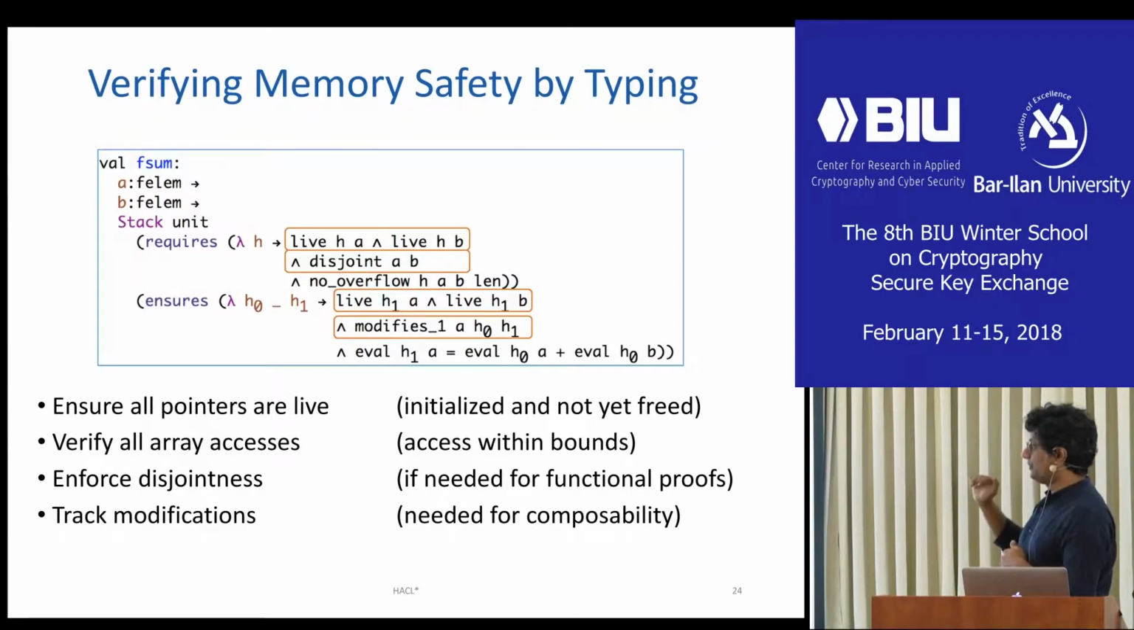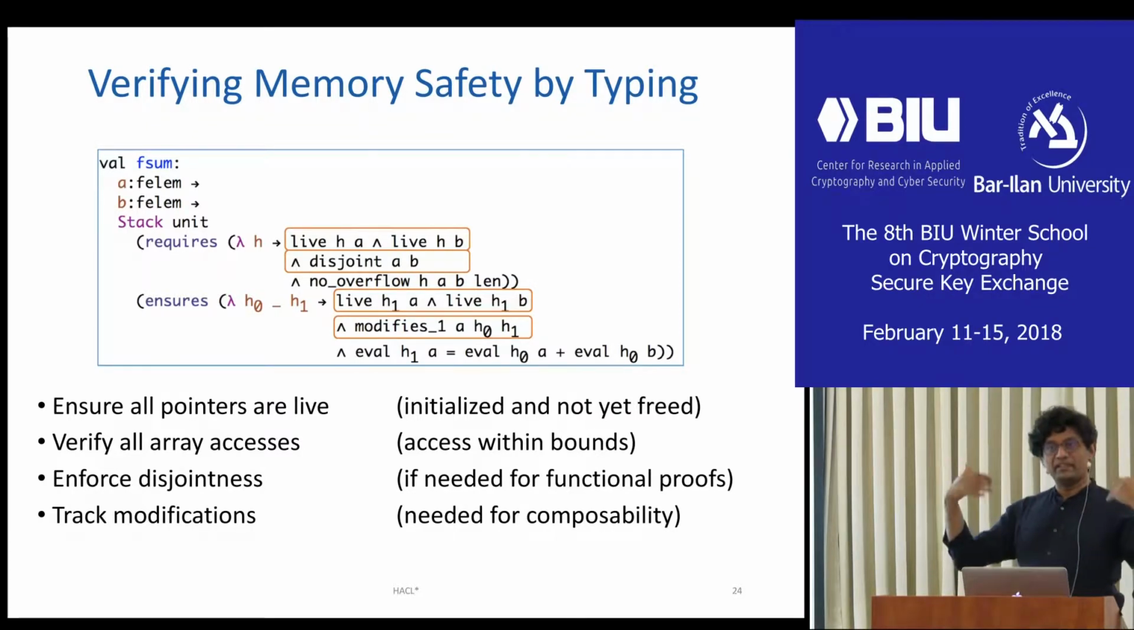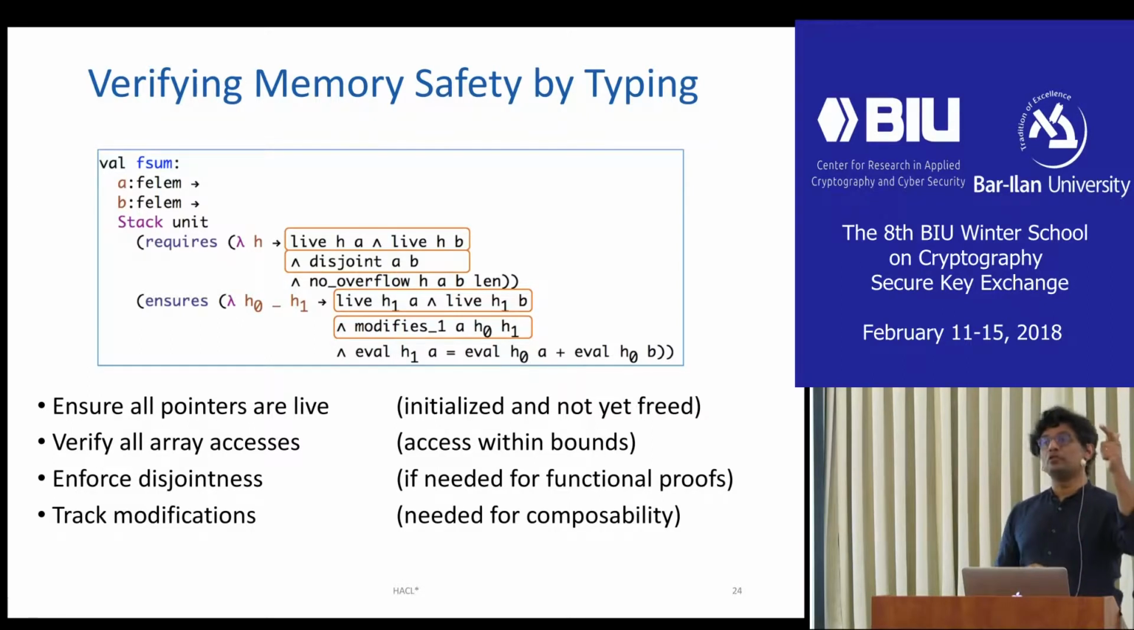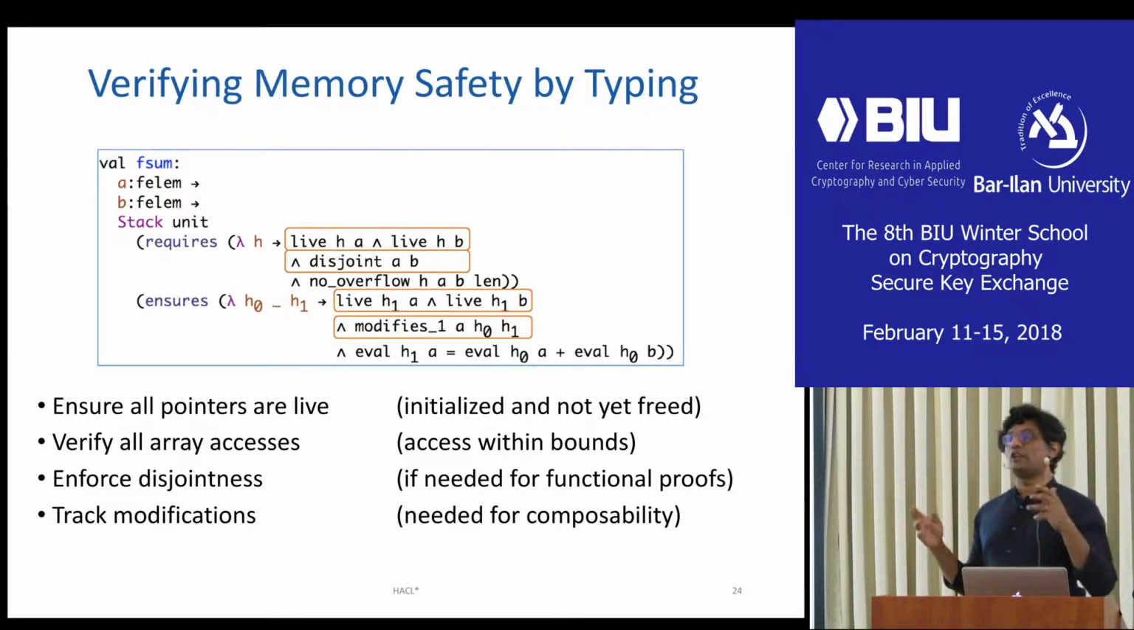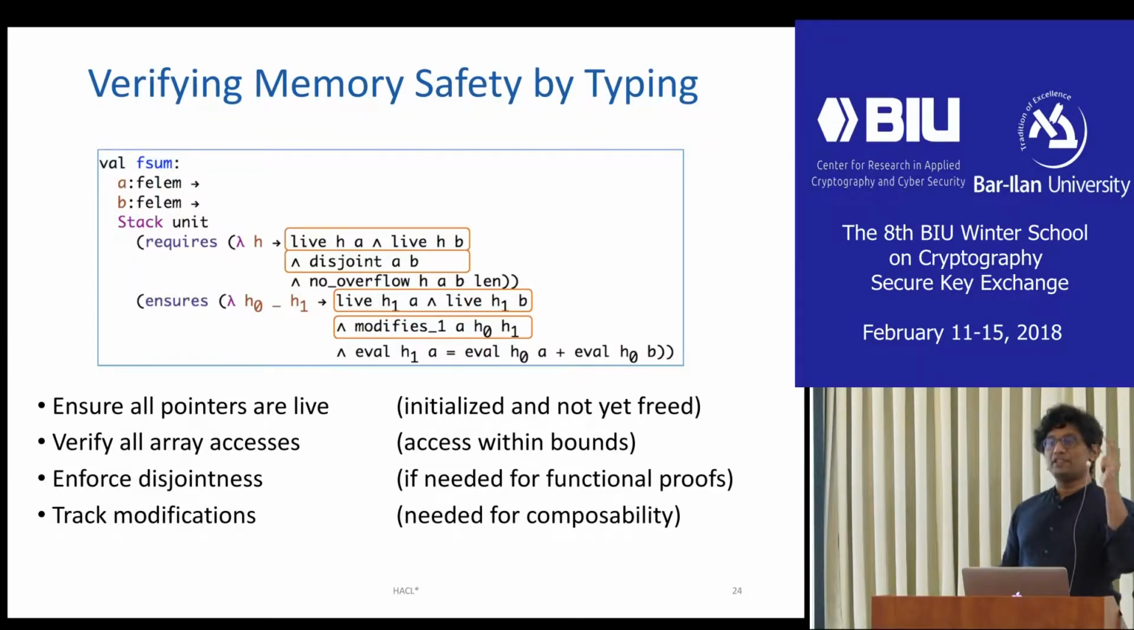And then it has a precondition marked by requires and a postcondition marked by ensures. The precondition says that in the initial heap H, the initial memory that you're given, the pointer A and the pointer B must both be live, which means that they cannot be null. They have to be validly allocated blocks of memory. And they have to be disjoint. So fsum requires them to be disjoint, which means they cannot overlap in any way. They have to be different parts of the memory.